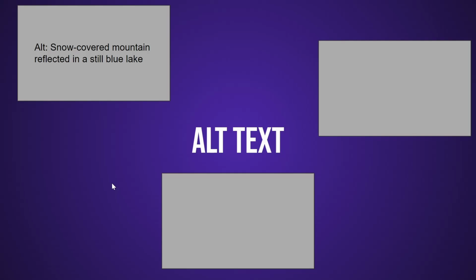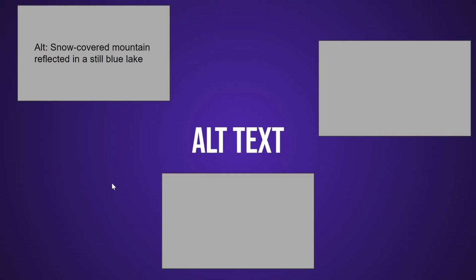I know the saying goes that a picture is worth more than 1,000 words, but in order for your website to be accessible, you need both the picture and the words. So let's have a see then, if we can spark some imagination. The first image, the alternative text is a snow-covered mountain reflected in a still blue lake. I said blue was my favourite colour. That was the only clue that you got.